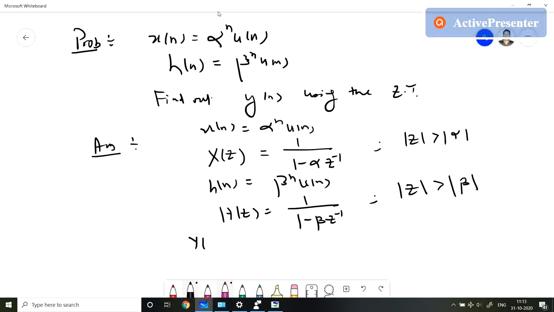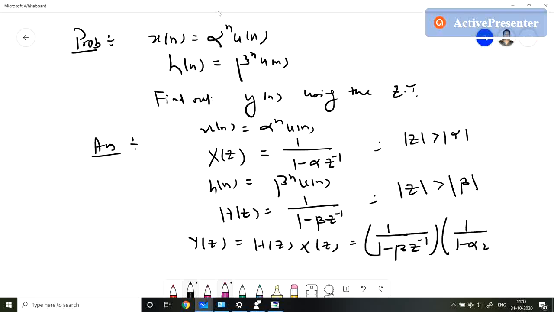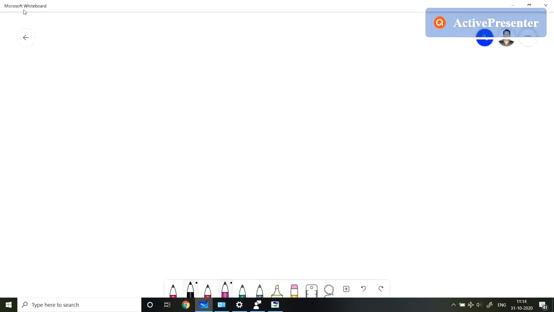Now y[n]. The z transform of y[n] is Y(z), and it is equal to H(z) multiplied by X(z), and that is equal to 1 divided by 1 minus beta z inverse multiplied by 1 divided by 1 minus alpha z inverse. So this is our Y(z). Now we can write Y(z) in this form.